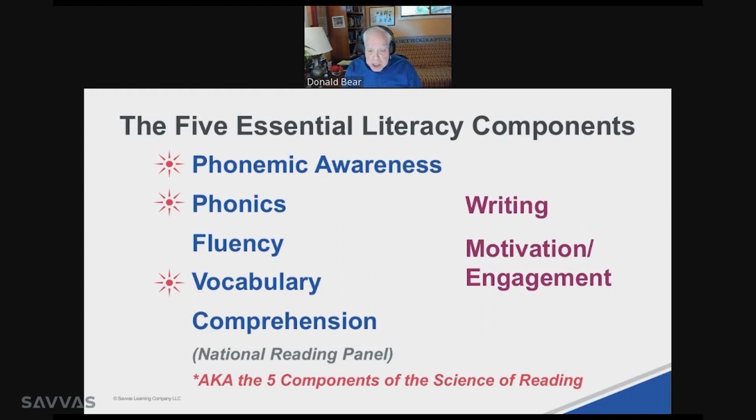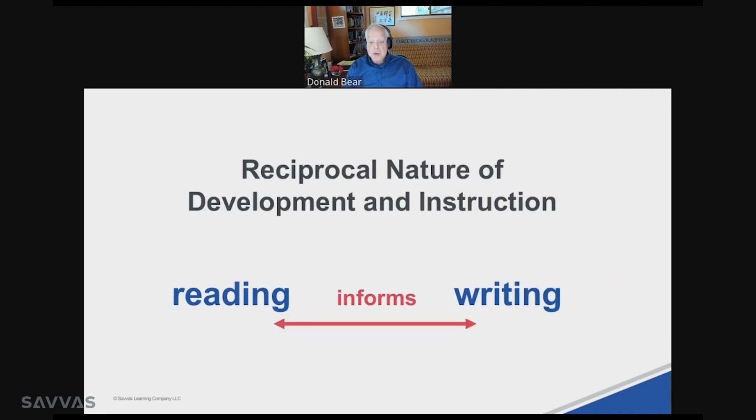In 2000, the National Reading Panel had these 5 areas that are essential to being literate, and we're focusing on phonemic awareness, phonics, and vocabulary. Fluency, you can't have fluency unless you have good phonics and phonemic awareness. And comprehension will suffer if vocabulary is not there. Now, just to be clear, the science of reading has come a long way since 2000, and we have more on writing and motivation and engagement generally.